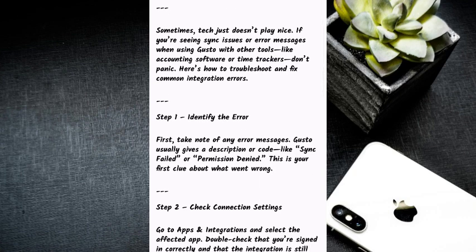Step 1. Identify the error. So first, take note of any error messages. Gusto usually gives a description in code like sync failed or permission denied, stuff like that. Now this is your first clue about what exactly has gone wrong.